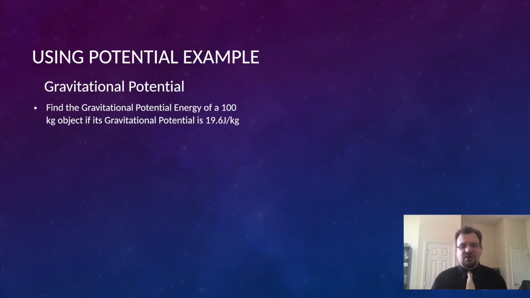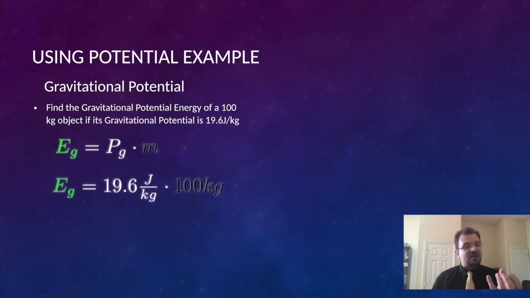So using the same numbers that we have, let's find the gravitational potential energy of a 100 kilogram object if its gravitational potential is 19.6 joules per kilogram. And you might remember that that's the gravitational potential that we found earlier, 2 meters above the ground. So that gravitational potential energy is equal to the gravitational potential times the mass. Plug some numbers in, so that 19.6 joules per kilogram potential multiplied by that mass of 100 kilograms. Kilograms are going to cancel, and this is going to leave us with an answer in joules of 1,960 joules.